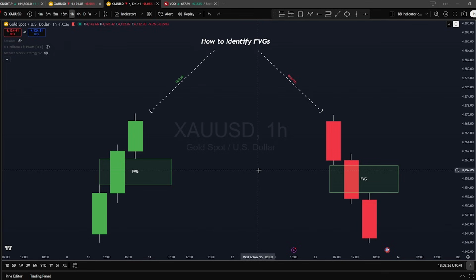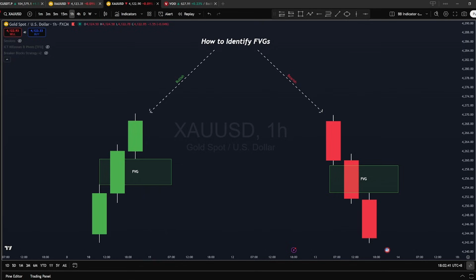Okay, write this down. It is a 3 candlestick pattern. Candle 1, candle 2, candle 3. It has to be consecutive. It has to be closed. Okay, so in a bullish fair value gap, what you want to see is price moving higher.